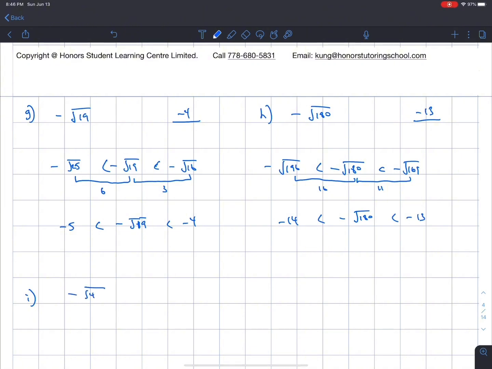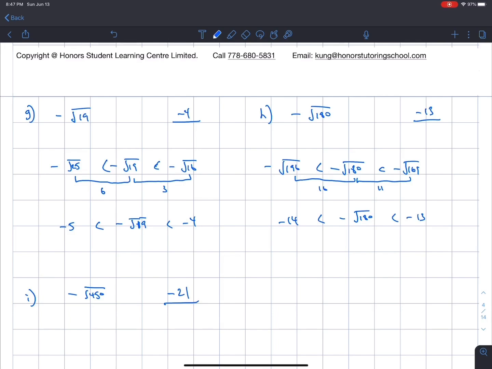i, negative square root of 450. This is so big, you can just type it into your calculator. So the square root of 450 is 21.2, so this will be closer to 21.